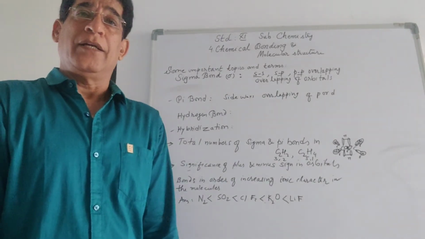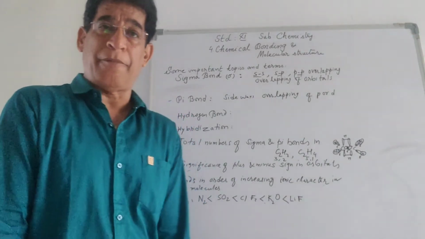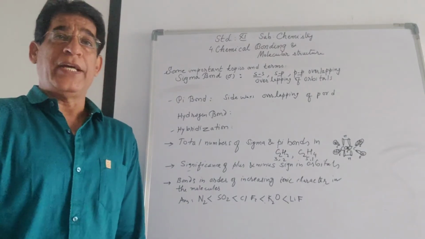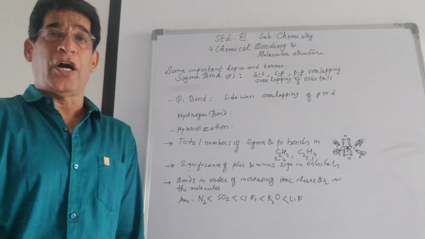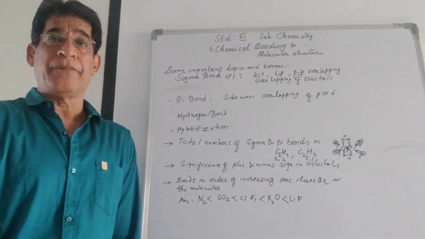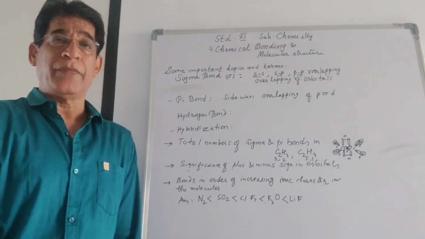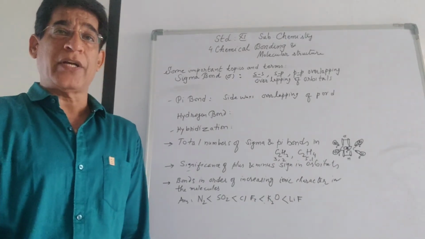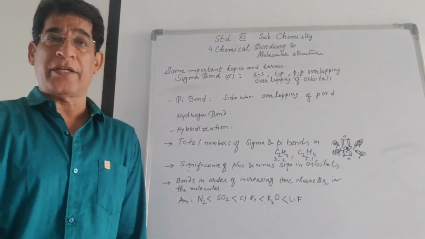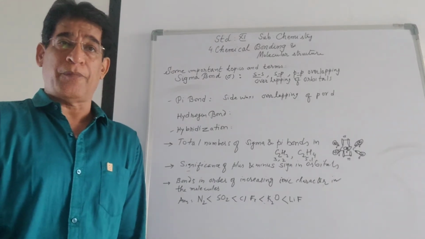Define lattice enthalpy. The energy required when 1 mole of an ionic compound in crystalline form is split into the constituent ions is called lattice enthalpy.